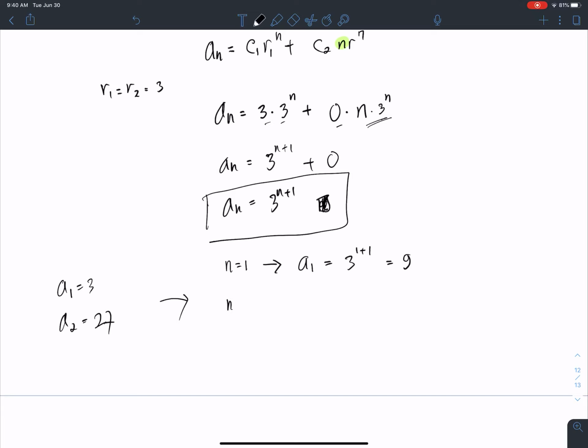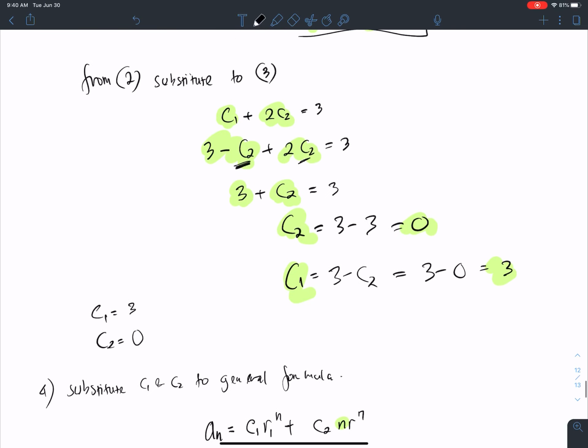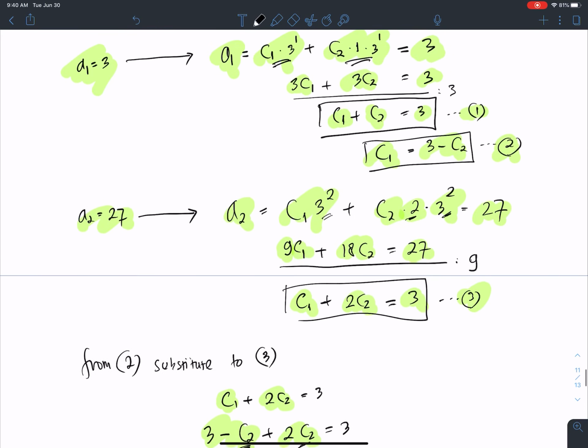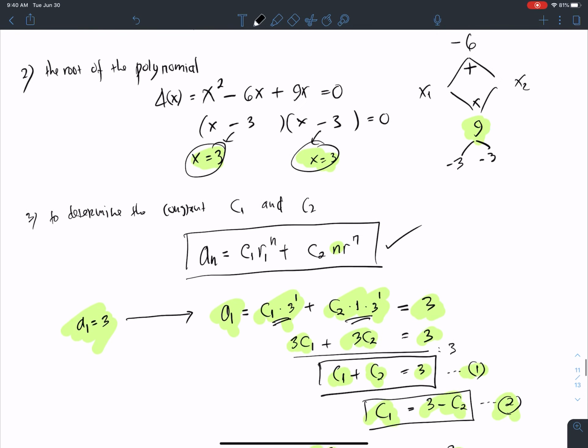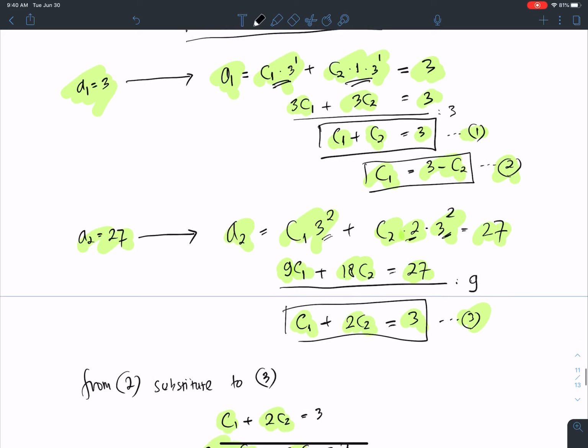And then n equal to 2, so A2 is 3 to the power of 2 plus 1, which is 3 to the power of 3, 27. It's correct for n equal to 2, but something is wrong here. I get 9, supposed to be 3. Let's check again. Where did I make the mistake? Okay, hold on.